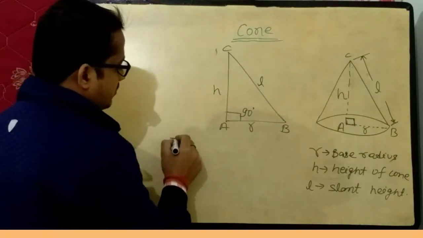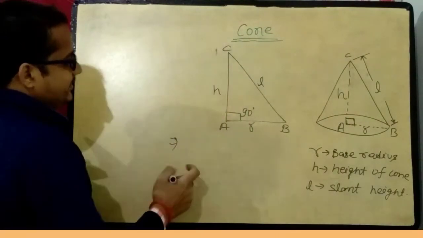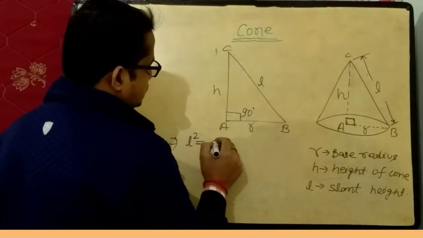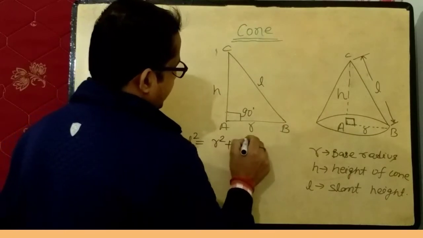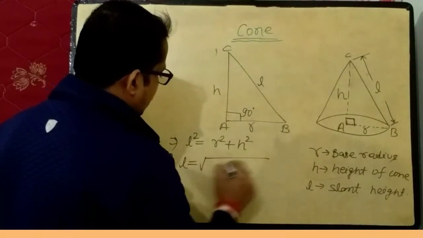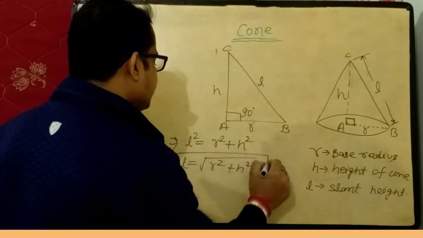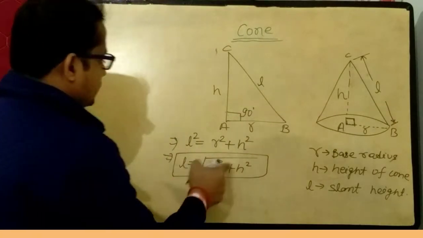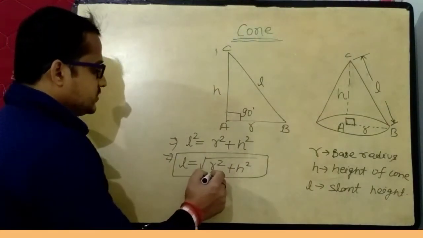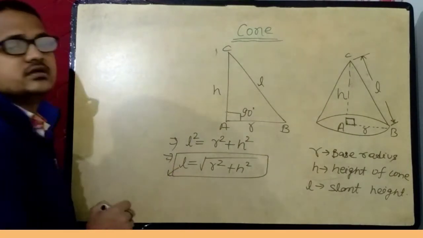Then, according to Pythagoras theorem, this is a right angle triangle, that is L square (hypotenuse square) equals base square plus perpendicular square, that is L equals root over r square plus h square. If out of these three variables L, r and h, two variables are given, then you can easily calculate the third variable.